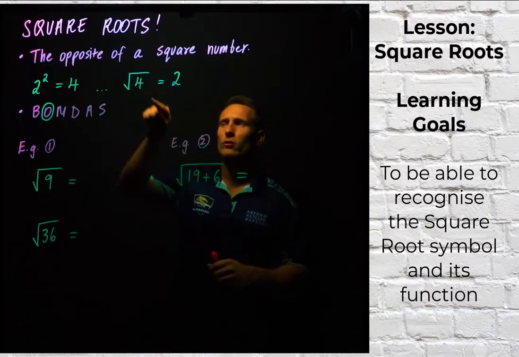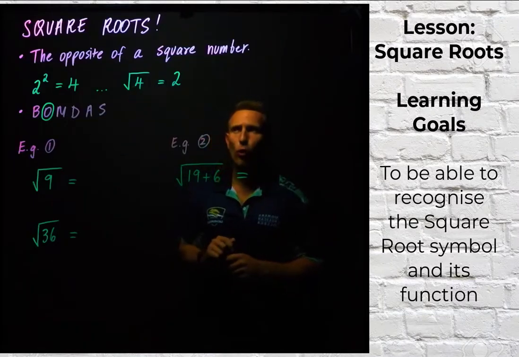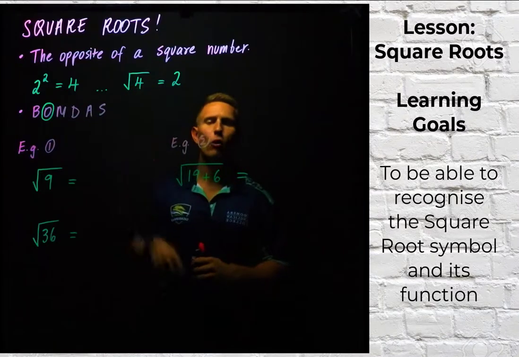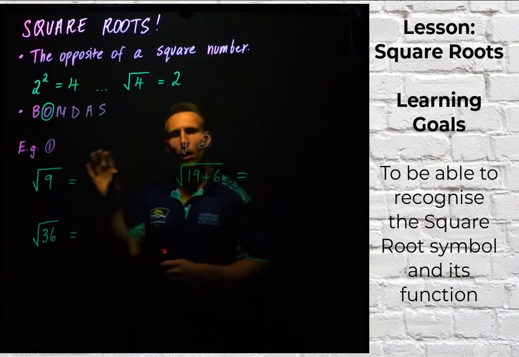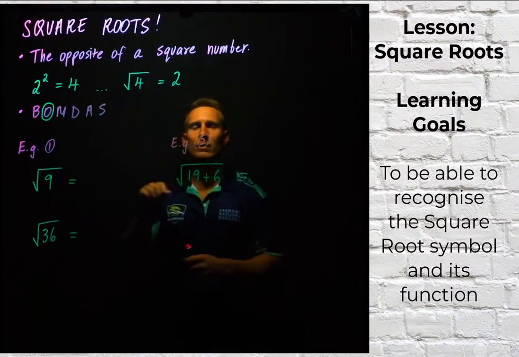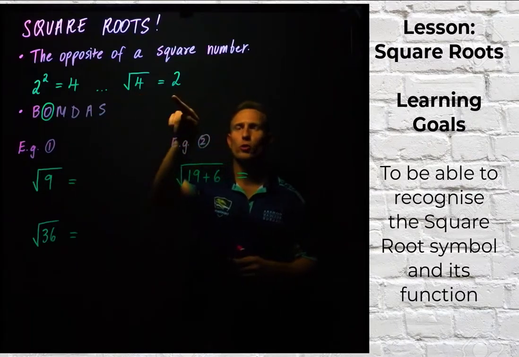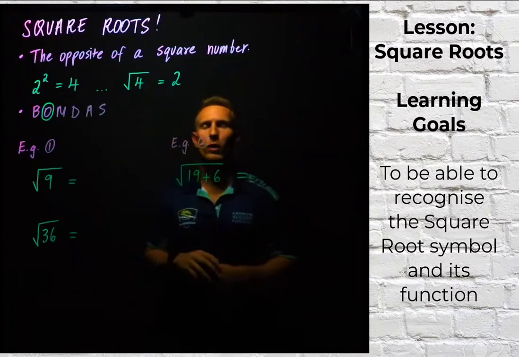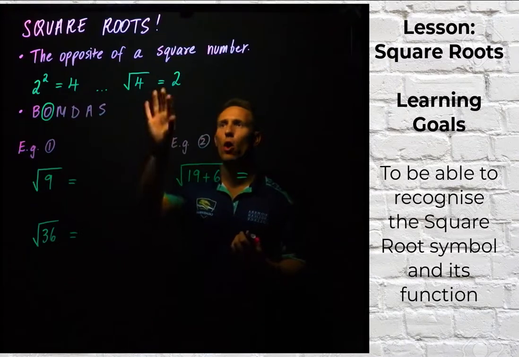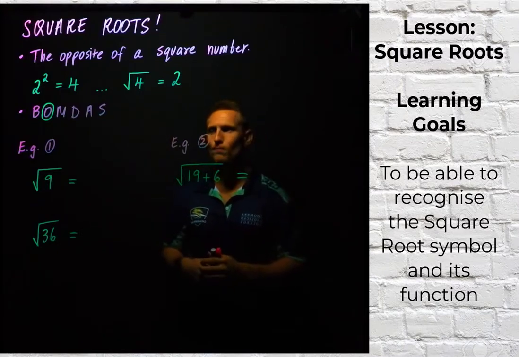So this is the square root symbol, and inside you can see 4. So the square root of 4, what that's asking us to find is what number multiplied by itself is equal to 4. So we know that 2 times by itself, so 2 times 2 is equal to 4. So we would say that the square root of 4 is equal to 2.